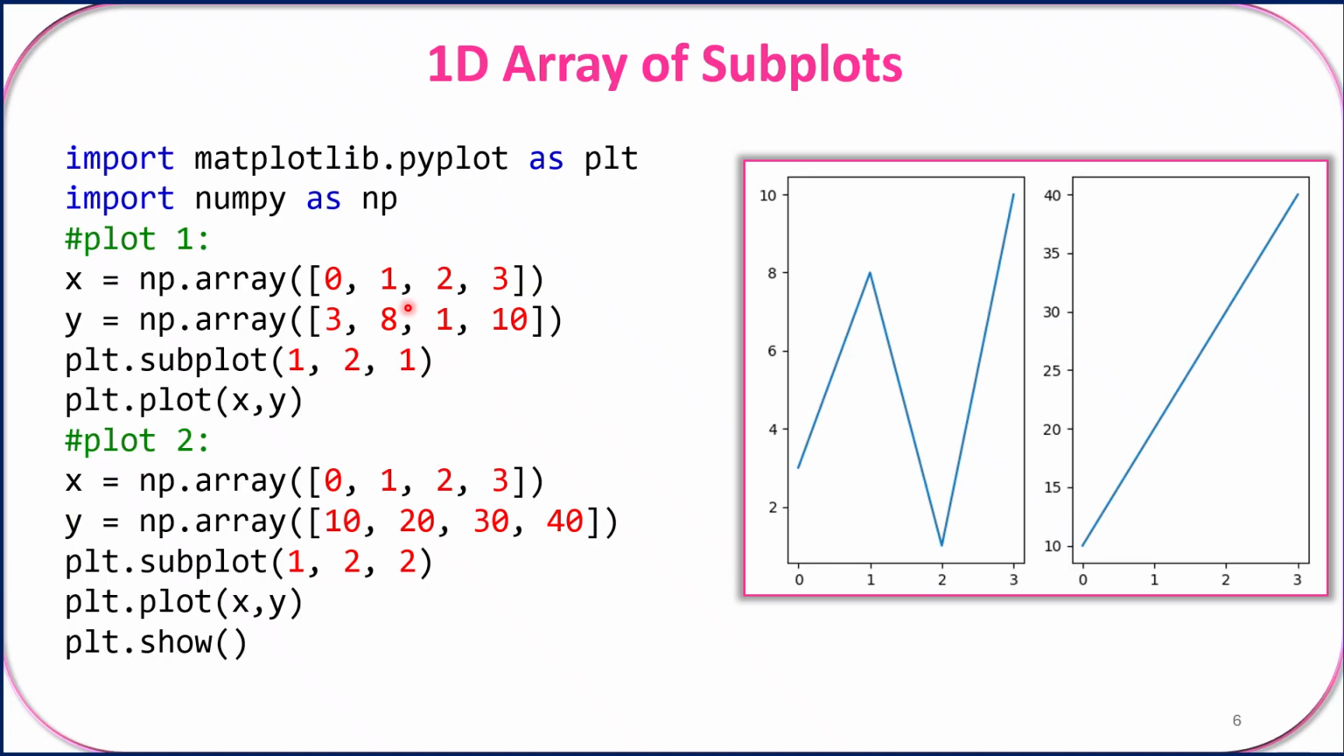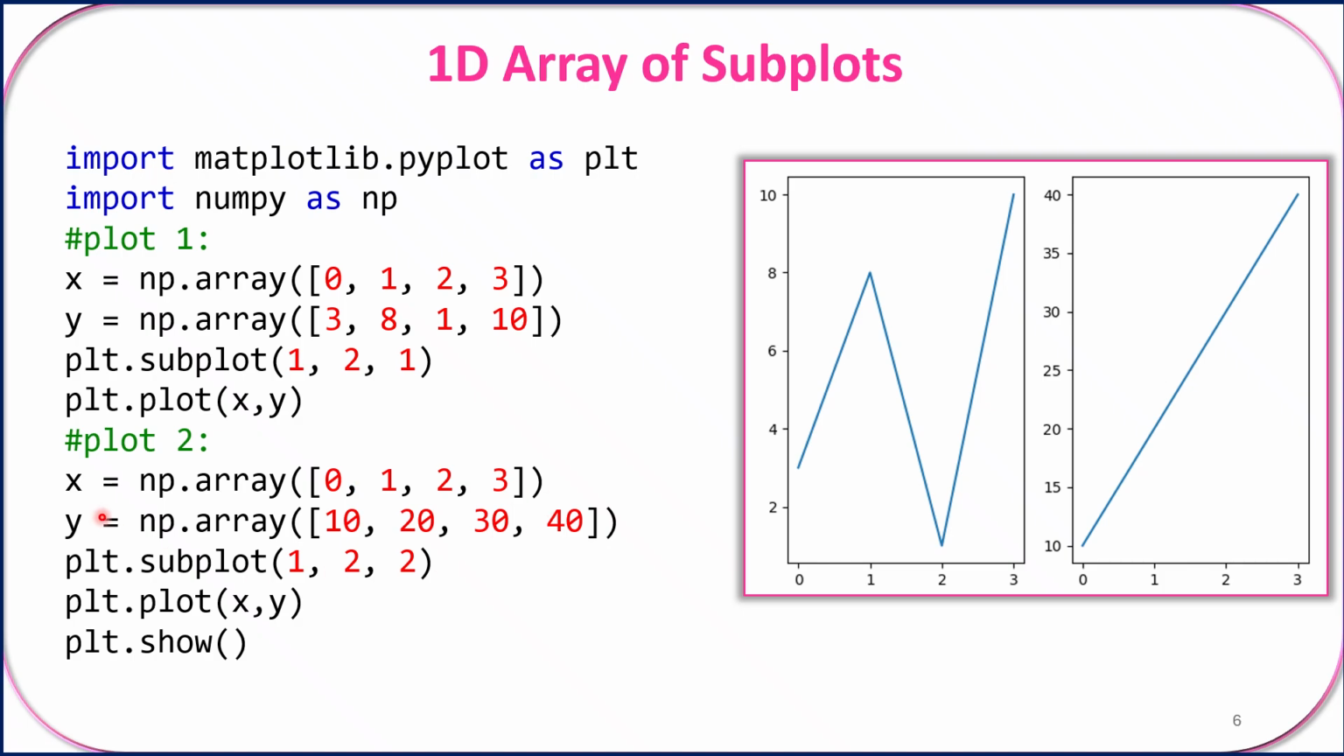And right now I want this plot to be in the first row, second column. Because I need two columns, I write the number of rows as 1 and the number of columns as 2, and the placement of this graph should be the first one, so I put 1 here.